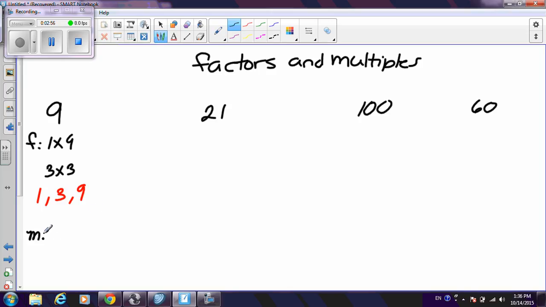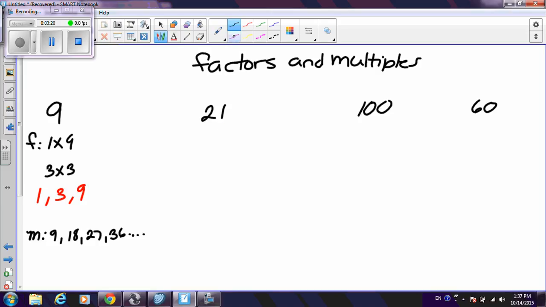Okay. Now, let's go ahead and do the multiples of 9. All right, multiples of 9. So remember, we're just simply counting by 9. So we know that 9 times 1 is 9. We know 9 times 2 is 18. 9 times 3 is 27. 9 times 4, what's 9 times 4? Exactly, 36. All right, so you can continue on in that fashion. All righty, that's pretty simple.